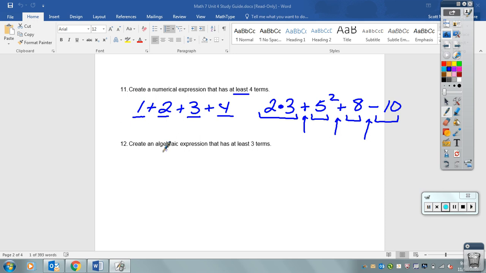Number 12 says to create an algebraic expression with at least 3 terms. I can do 2x squared minus 6ky plus 10. This is an algebraic expression that has 3 terms. You might say, well, there's more than that.